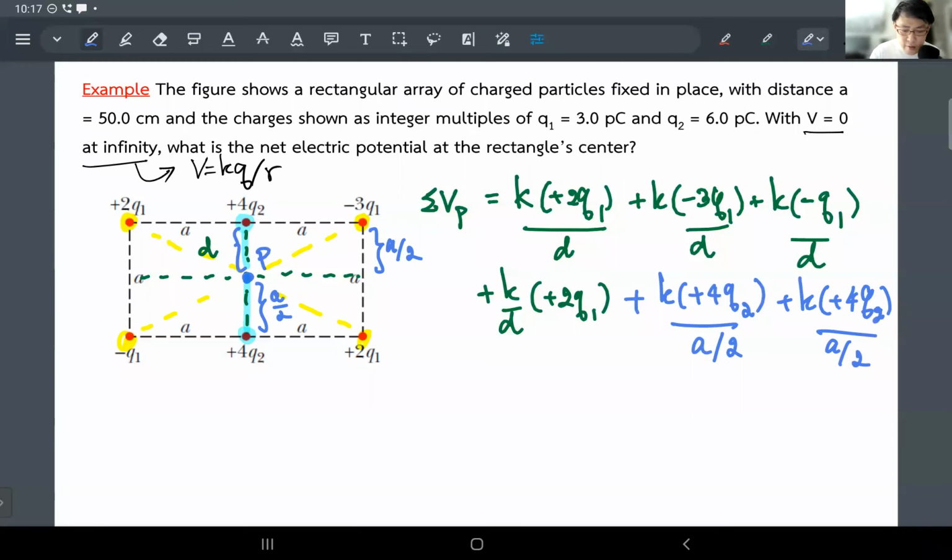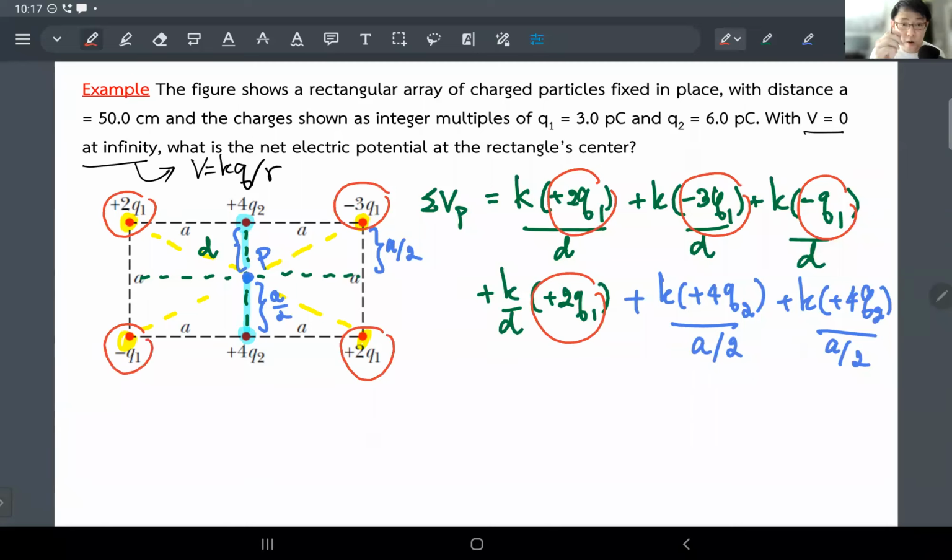However, the good thing is, when we look at the green ink there, those from the four corners, there is plus 2Q1, minus 3, minus 1, plus 2. Same thing. You can pull out the common factor K over D, and then sum all those charges together. The sum of those four charges is zero. So these all cancel. The net contribution from the four charges at the corner gives you zero net potential at point P. That's why at the end, you only have these two terms left.